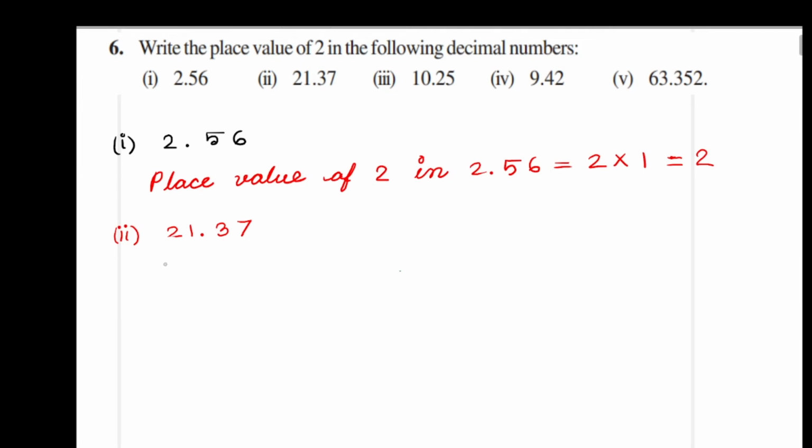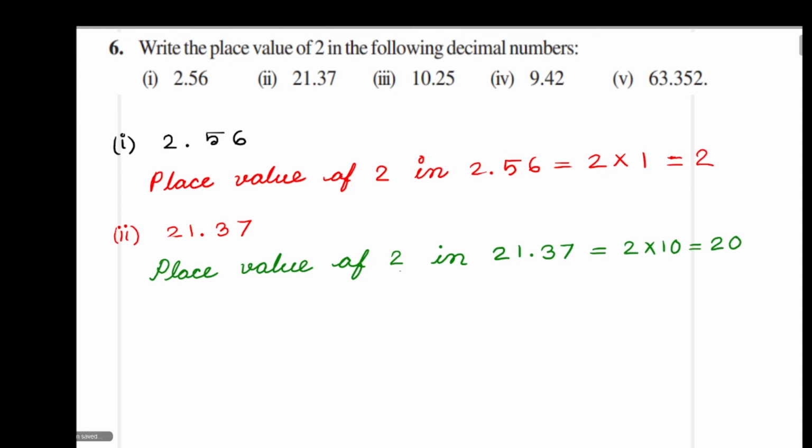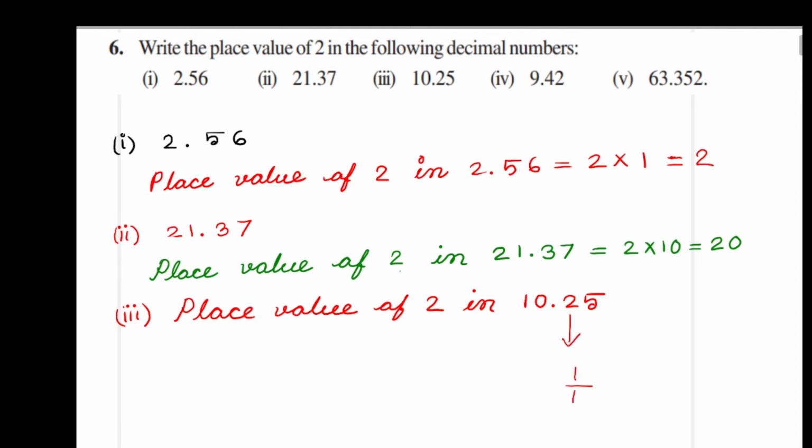Similarly here, place value of 2 in 21.37 is 2 into 10 equal to 20. Okay, 20. Next, question number 3. Place value of 2 in 10.25. Now see, what is the place here? Tens place. Which place? Tens place. What is the number 2? So place value will be 2 into 1 by 10. Then it is 2 by 10. Okay.